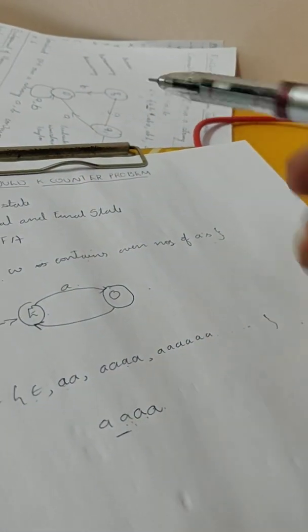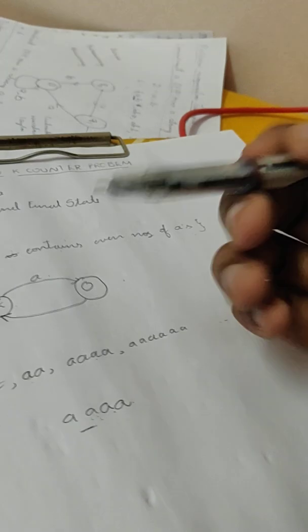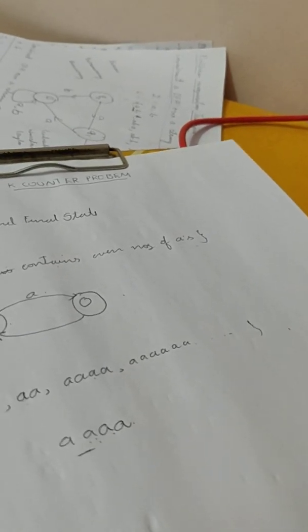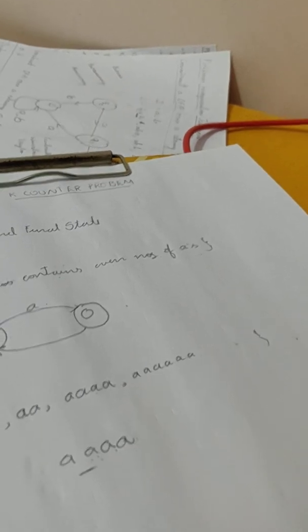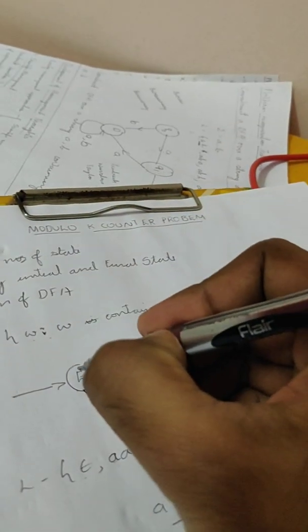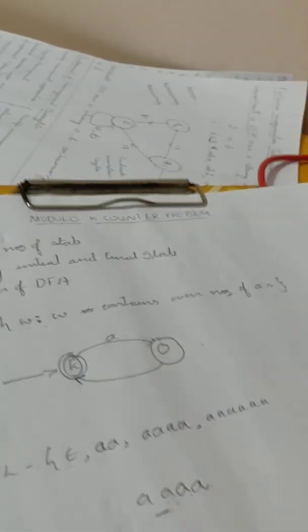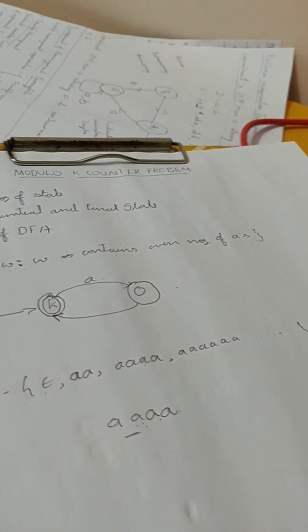And I forgot to tell about the final state. Final state is the result, that is the answer we want. That is, we want even number of A's. So make even state the final state, and this is how the automata is constructed.